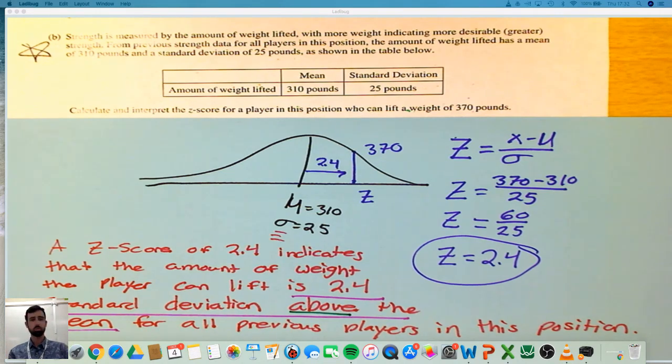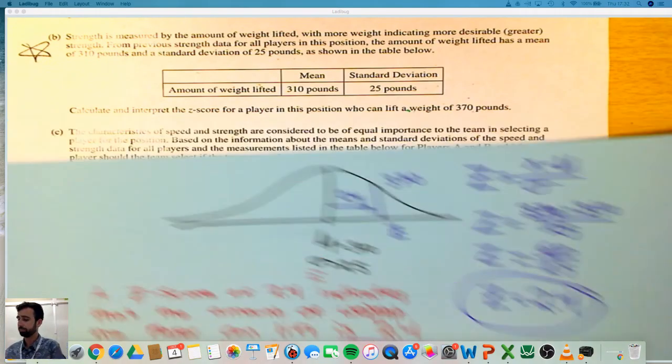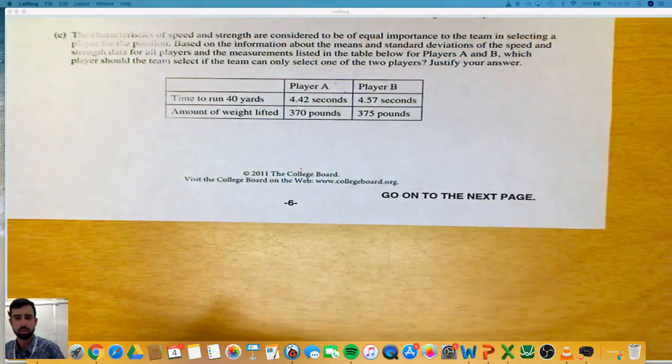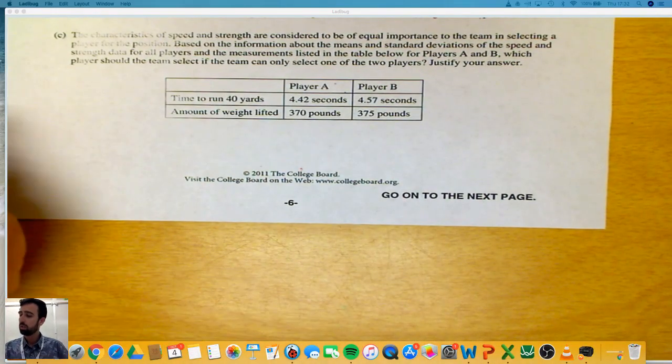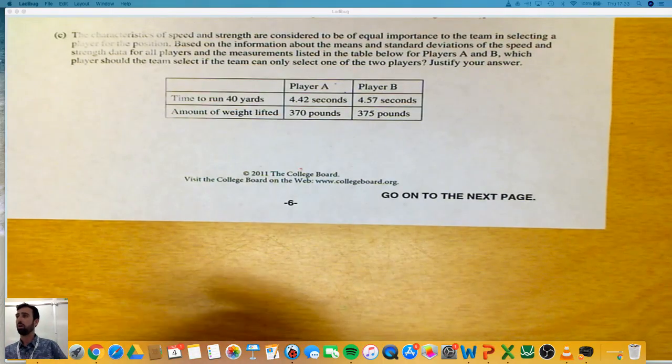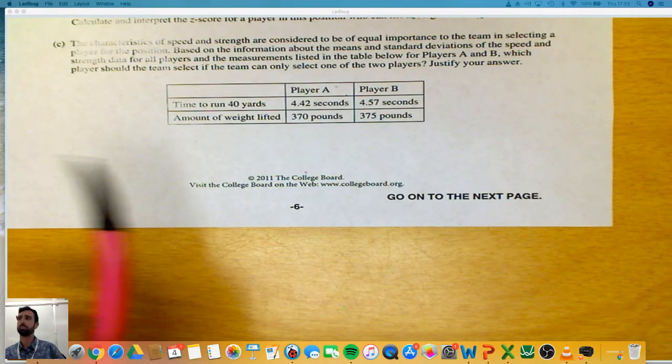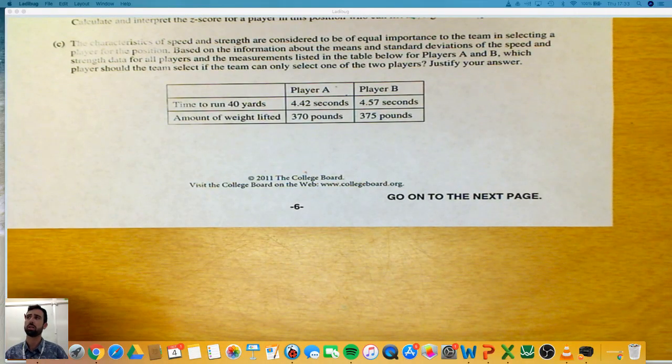All right. Let's move to our next question. Letter C. Sorry, it's tough to see, but I'll read it for us. The characteristics of speed and strength are considered to be of equal importance to the team in selecting a player for the position. Based on the information about the means and standard deviations of the speed and strength data for all players and measurements listed in the table below for player A and B, which player should be selected if the team can only select one of the two players?